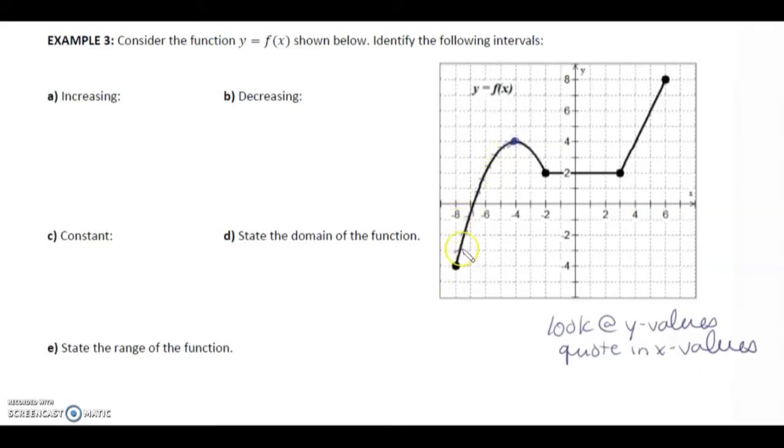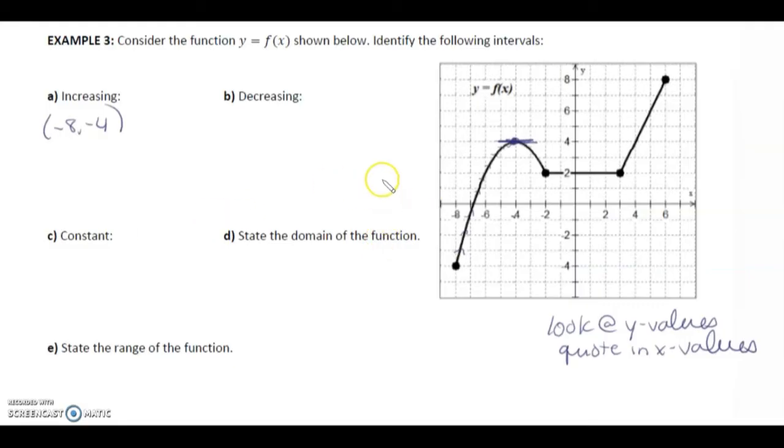So we are increasing from -8 to -4. I'm going to put that into interval notation. Also, at -8, there's a stop. So we're not actually increasing at the number -8, so you don't include it, it's an open bracket. We don't actually increase at -4. Technically right here, just for a split second, it's actually constant. It's a change in direction.